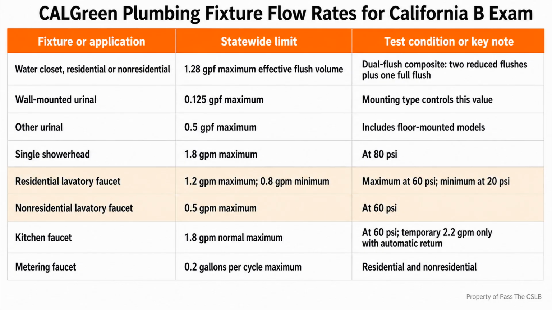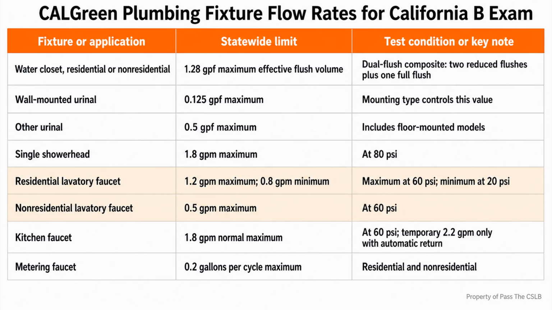Metering faucets are measured by the amount delivered per cycle, rather than by a continuous gallons per minute rating. The maximum is 0.2 gallons per cycle. That unit tells me what to look for on the cut sheet. Comparing a gallons per cycle requirement to a gallons per minute label without understanding the product's operation would be an apples to oranges review.